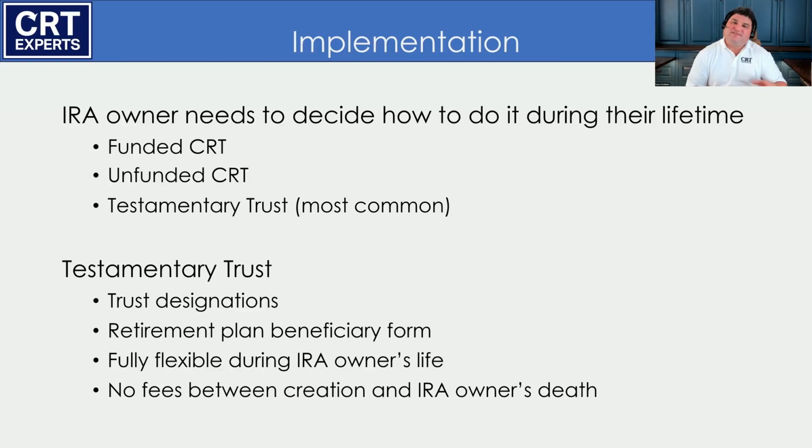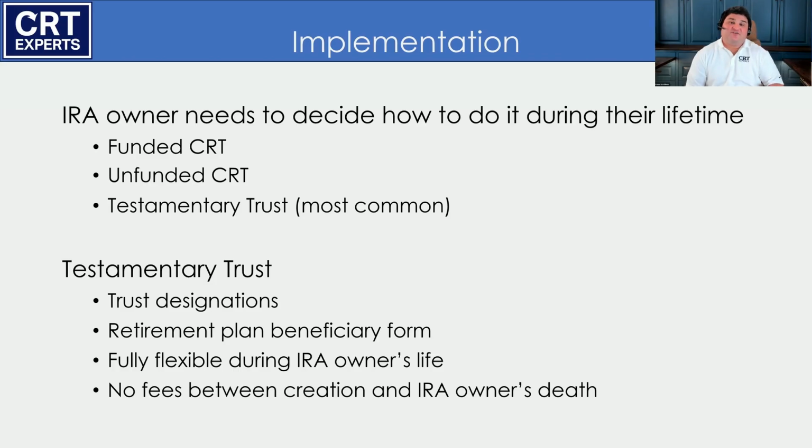In our opinion, what we would typically recommend is doing this through a revocable trust or will. Like the unfunded trust, once this is in place, there's no ongoing cost until the IRA owner passes and the assets are transferred from the IRA into the CRT. That's the effective date of the trust. So the IRA owner has no ongoing costs, but also has the ability to adjust this planning throughout their remaining lifetime.